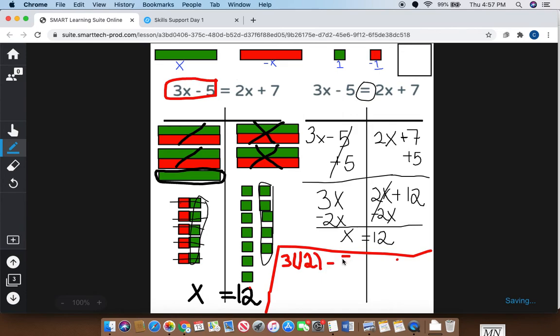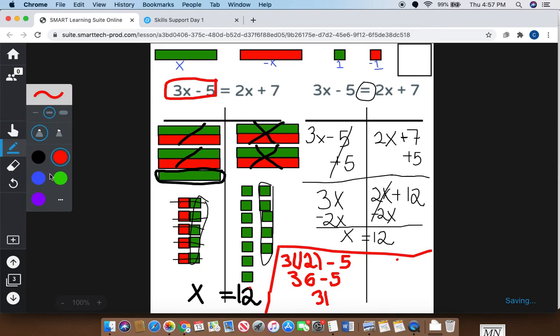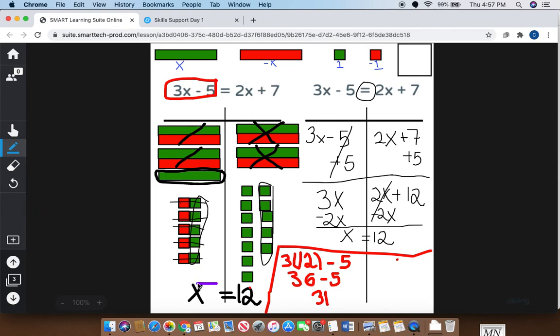Now following PEMDAS, first we are going to multiply. 3 times 12 is 36. So I'm going to replace that by 36 minus 5. And then I can subtract. 36 minus 5 is 31. Now let's take a look at what's on the left side. Excuse me, I just did the left side. On the right side of the equation, 2x plus 7. So again, instead of 2 times x, it's 2 times 12 plus 7.